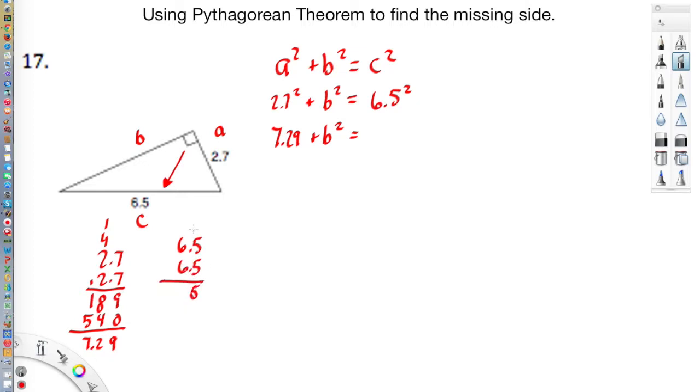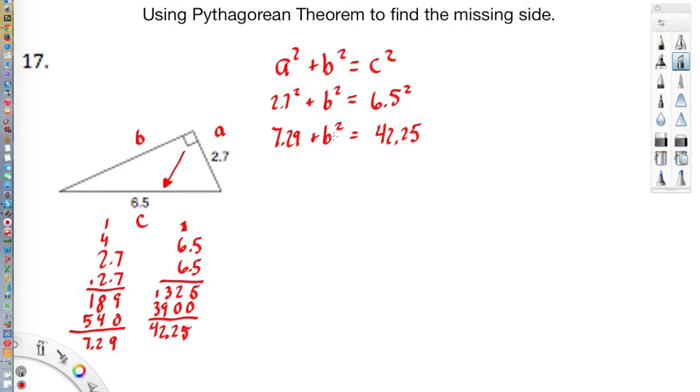5 times 5 is 25, carry the 2. 5 times 6 is 30, plus the 2 is 32. Put the 0 there as a placeholder. 6 times 5 is 30. Carry the 3. 6 times 6 is 36 plus 3 is 39. Add things up. 5, 2, 12. Carry the 1, 4. I have two decimal places in my problem, so I need to have two decimal places in my answer. So that's 42.25.